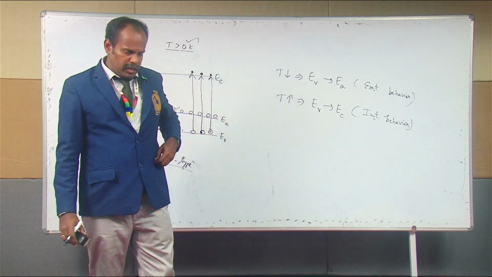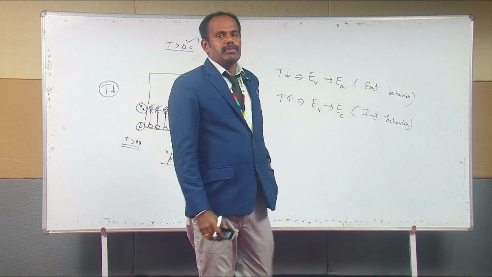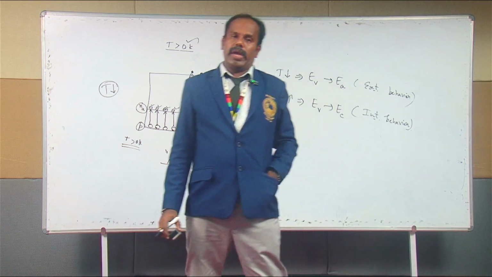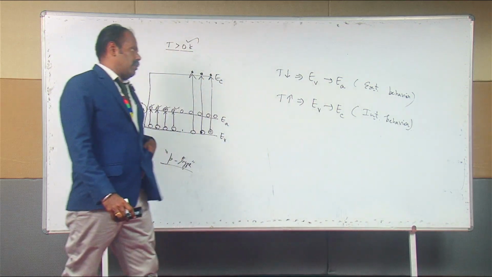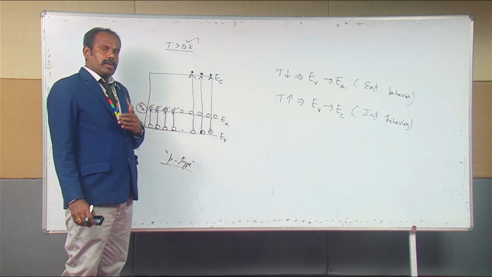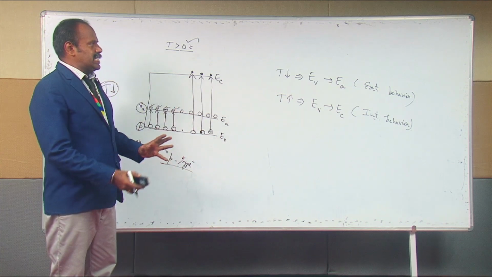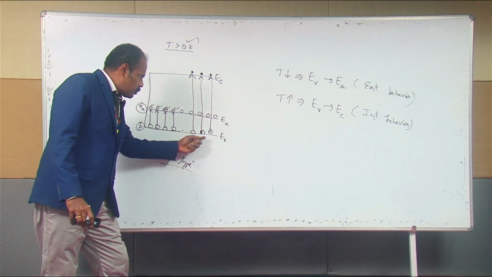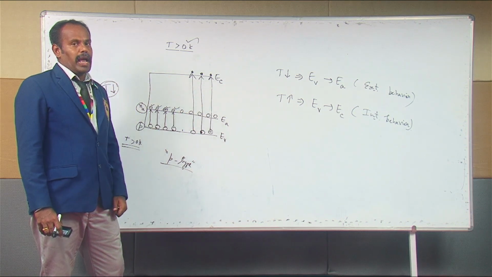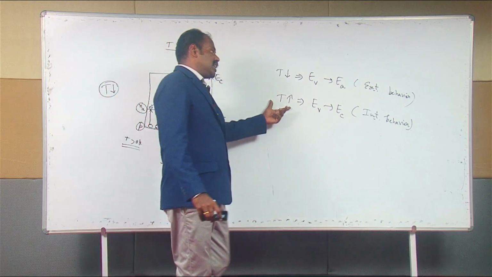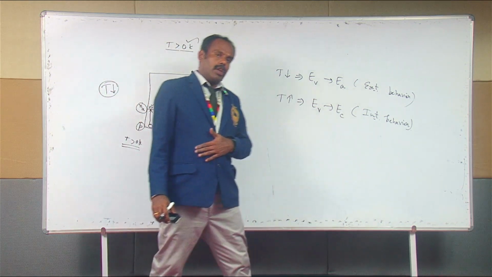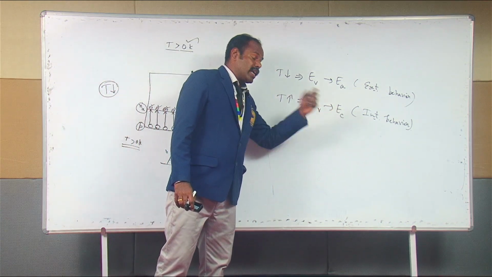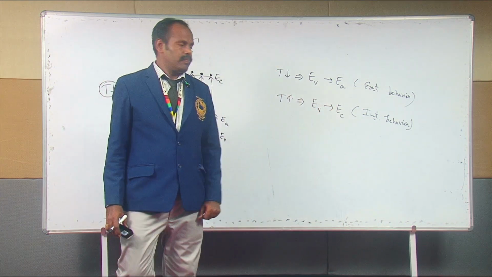Okay, so this is how a p-type semiconductor will be behaving at T equal to 0 Kelvin. Later, when you increase the temperature, initially the extrinsic behavior, the movement of electrons from the valence band to the acceptor energy level, will be happening, whereas at the higher temperature the transition of electrons from the valence band to the conduction band will be happening.